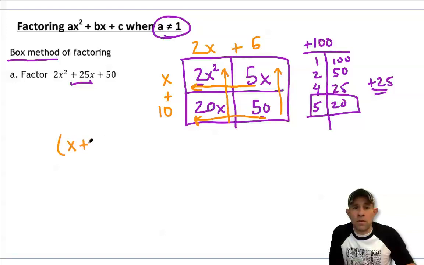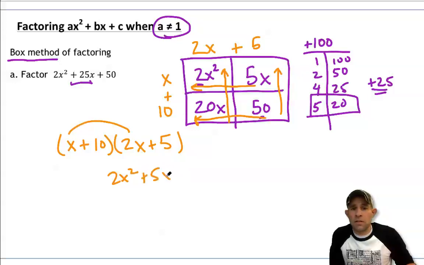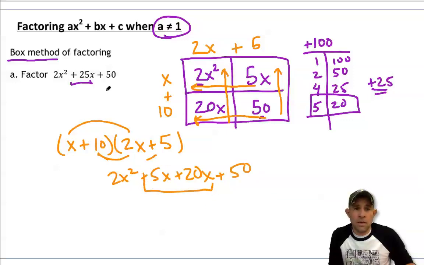Let's write out those linear factors, and let's check our work by re-expanding. So x times 2x gives me 2x squared. x times 5 is 5x. 10 times 2x is 20x. And 10 times that 5 gives me 50. You can see my 5x and 20x are going to combine to give me my 25x. Here's 2x squared plus 25x plus 50. It checks out and it works.